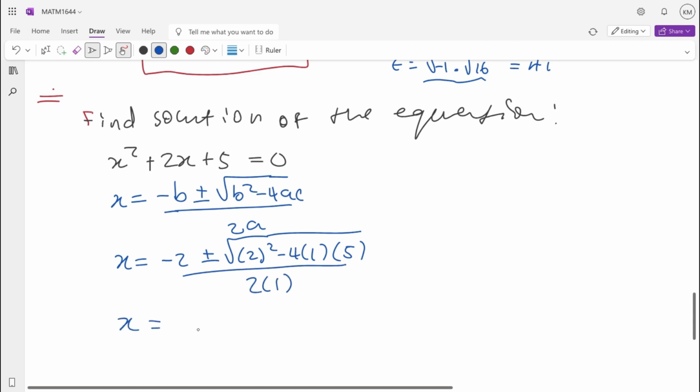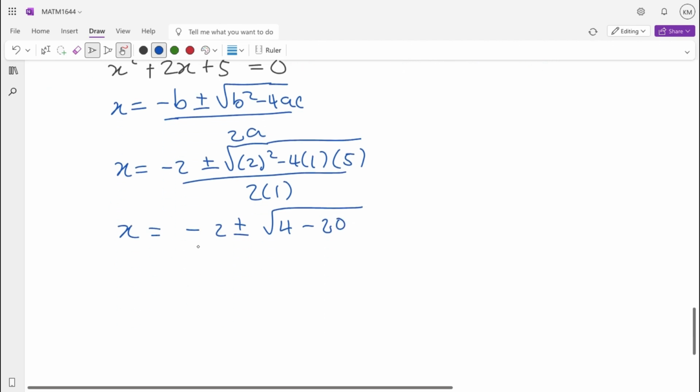So you're just going to have x equals minus 2 plus or minus the square root of, now you will have 2 squared there, it's 4. Then minus 4 times 1 is 4, then minus 4 times 5, which will basically be minus 20. Then divided by 2, and 2 times 1 is just 2. So x equals minus 2 plus or minus the square root of 4 minus 20, that is minus 16. Yeah, and the discriminant here is minus 16.